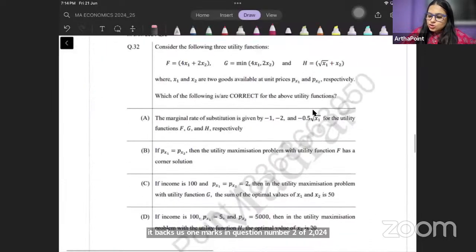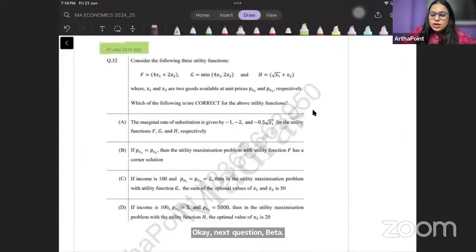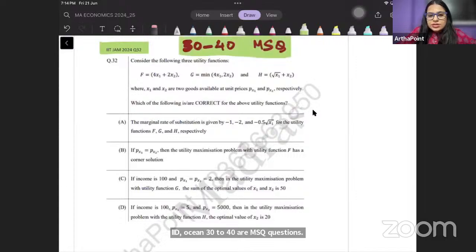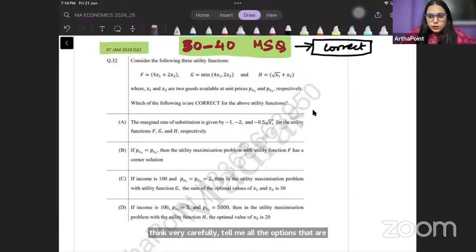Okay. Next question, beta. IIT JAM question number 32. In IIT JAM, questions 30 to 40 are MSQ questions. Mane they are multiple select questions. Right? So try and think very carefully. Tell me all the options that are correct. Jo bhi options correct hai, you need to mark all of them.